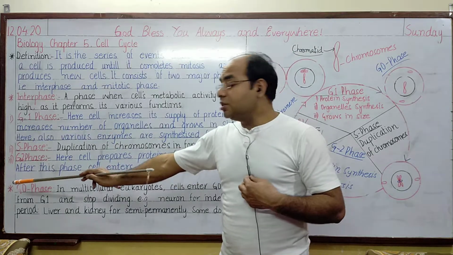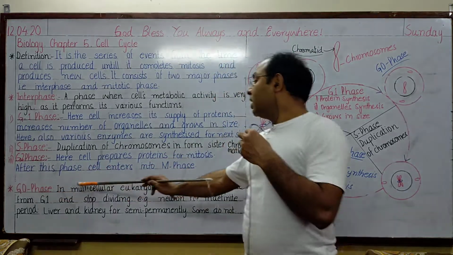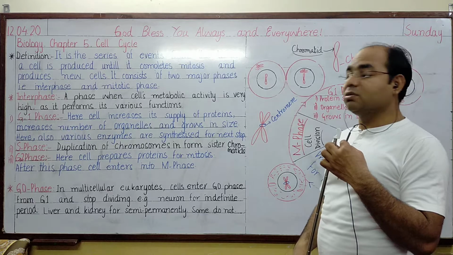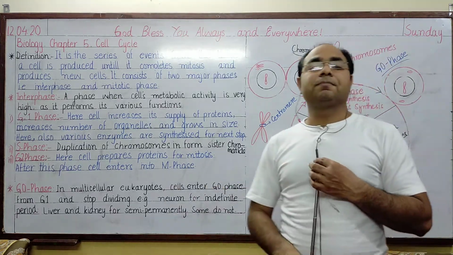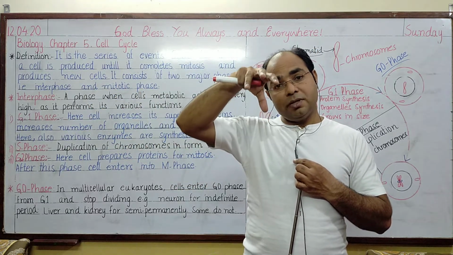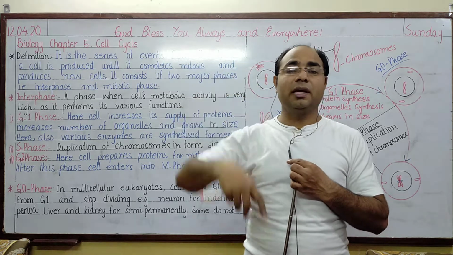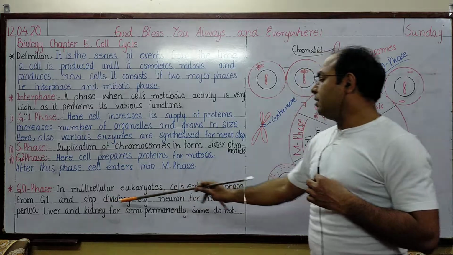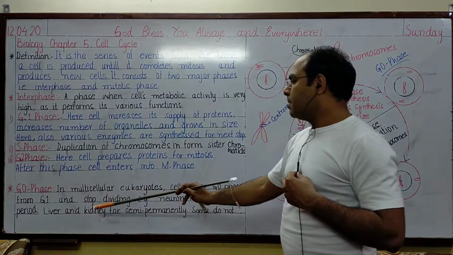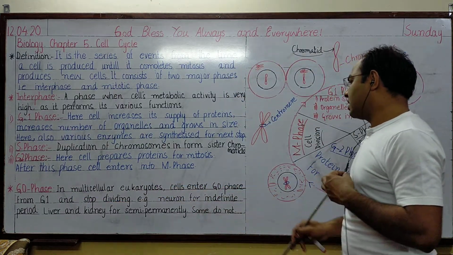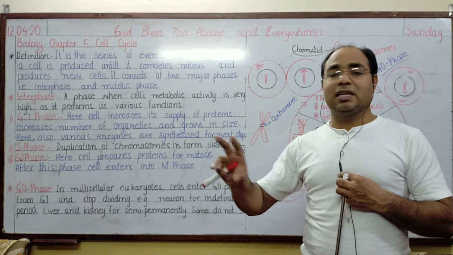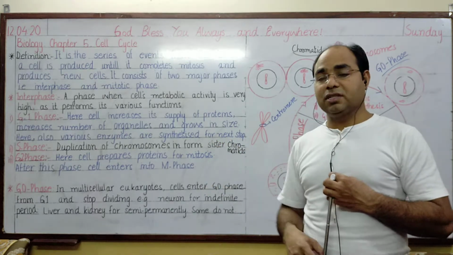Now here, the third, G0 phase, it's also one of the phases of the cell. In multicellular eukaryotes, that means the organisms which are made up of eukaryotic cells having a nucleus, cells enter G0 phase. 0 means it's a stop. That means sometimes some cells stop the process of growing. What are the examples? After G1 phase, few cells stop their activities and stop dividing. For example, neuron cells, for an indefinite period of time they go through a G0 phase. So there is no further growth, there is no further division.